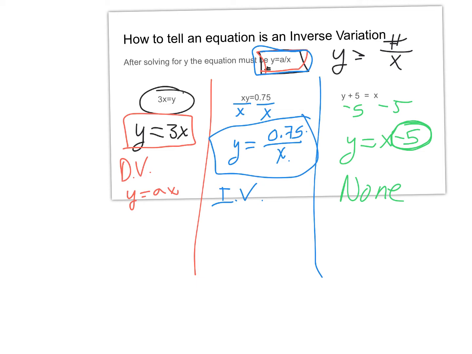This is not direct. This isn't really a variation at all based on what we know so far. So just be very careful. So our only winner on this one was the guy in the middle.